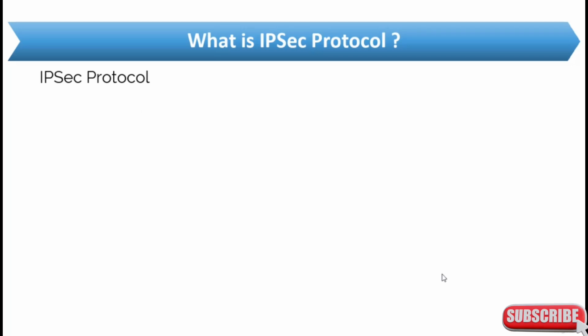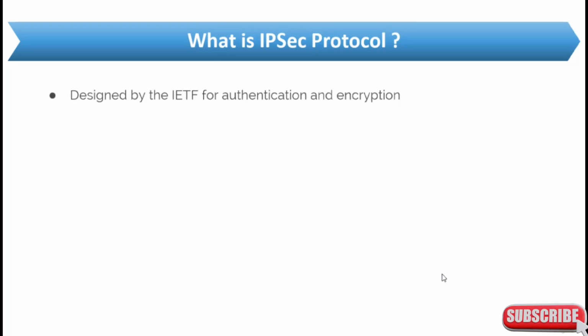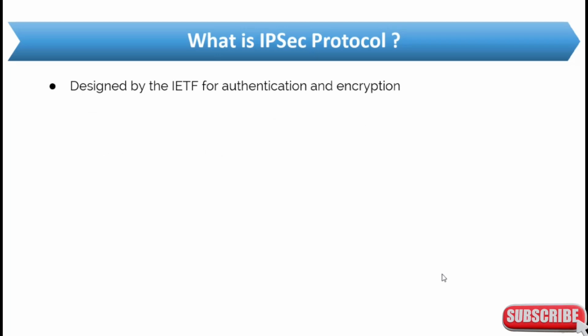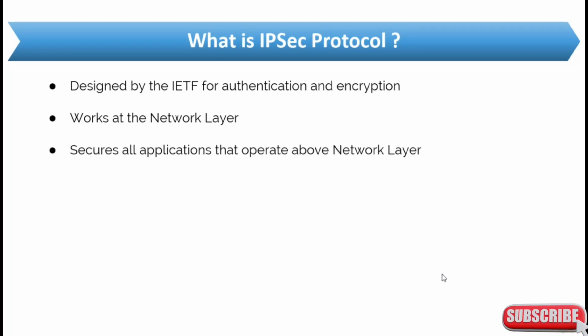So now let us begin with another important protocol in network security, and that is the IPsec protocol, or the Internet Protocol Security Protocol, IPsec. IP security was designed by the IETF for providing authentication and encryption. Make sure that you know IPsec works at the network layer of the OSI model and secures all the applications that operate in the layers above it, which means IPsec will provide security for the transport layer, the session layer, the presentation layer, and the application layer as well.